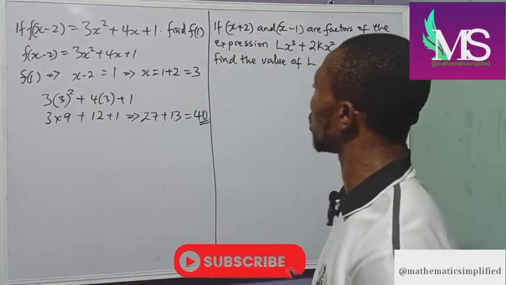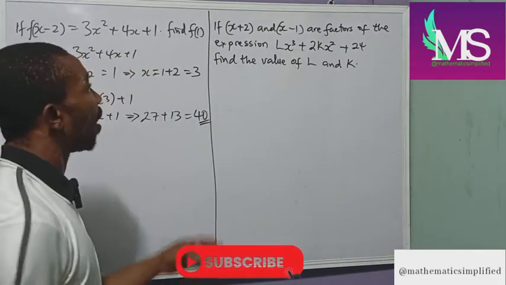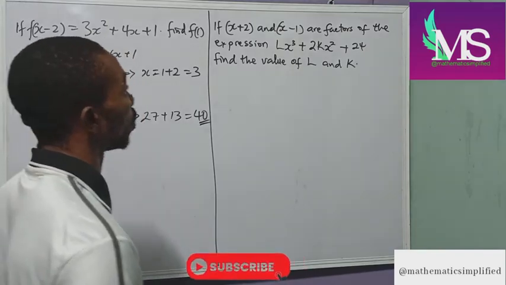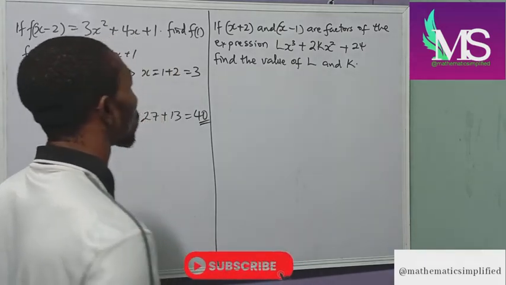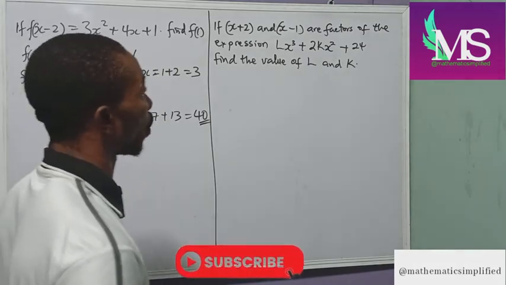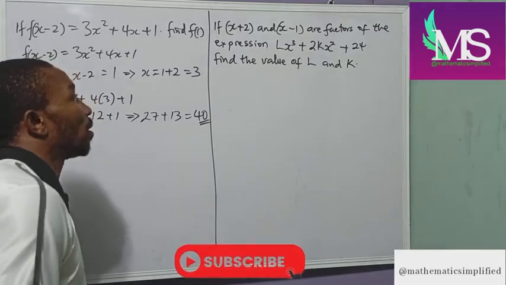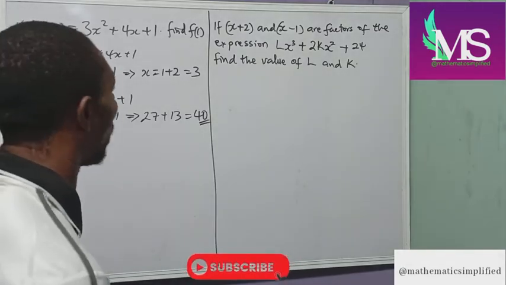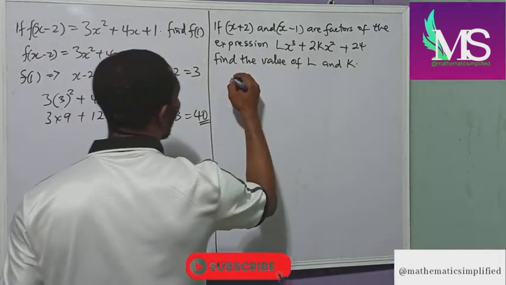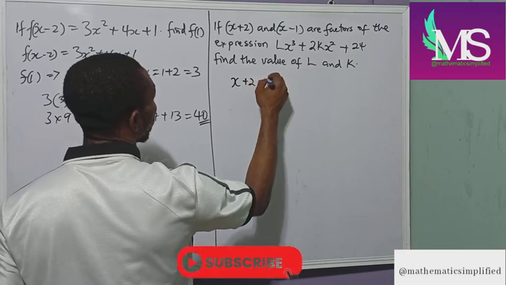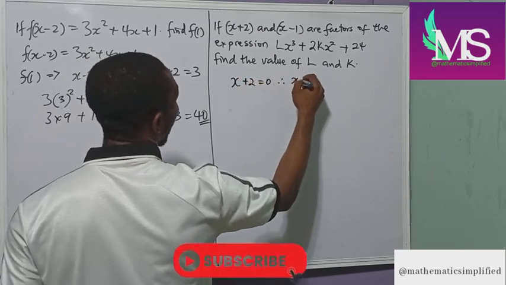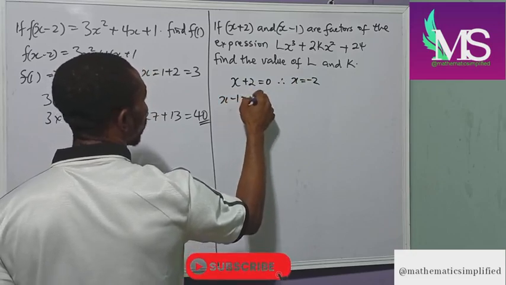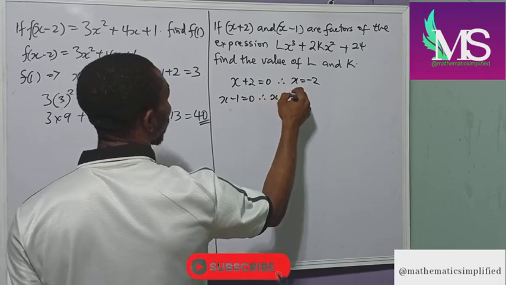Now, for our next question, it says if x plus 2 and x minus 1 are factors of the expression lx cubed plus 2kx squared plus 24, find the value of L and K. Now, for us to find the value of L and K, we'll first of all do x plus 2 equals 0. So, therefore, x equals minus 2. And x minus 1 equals 0. So, therefore, x equals 1.